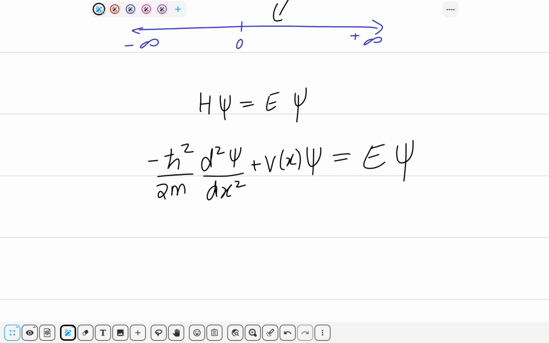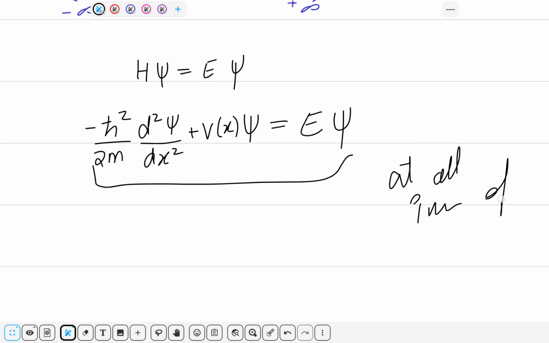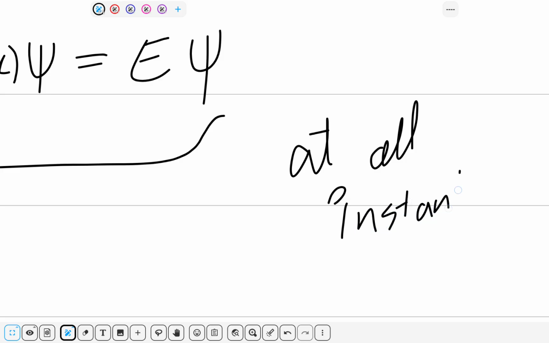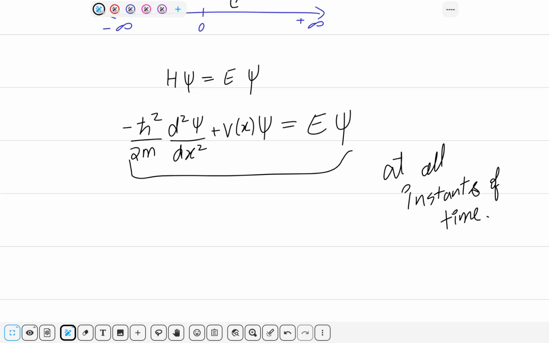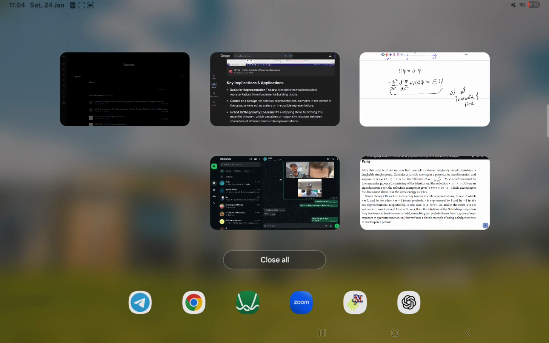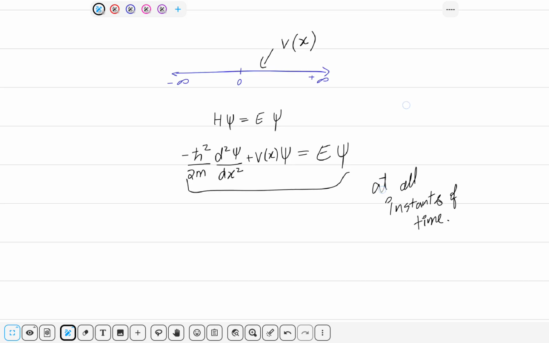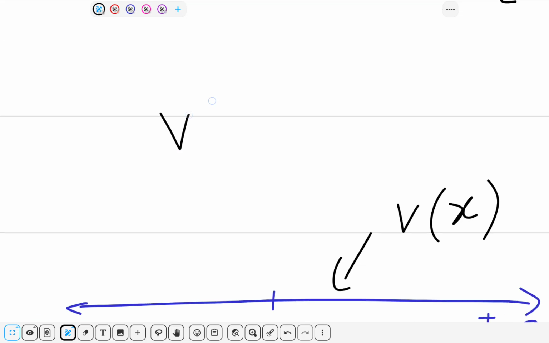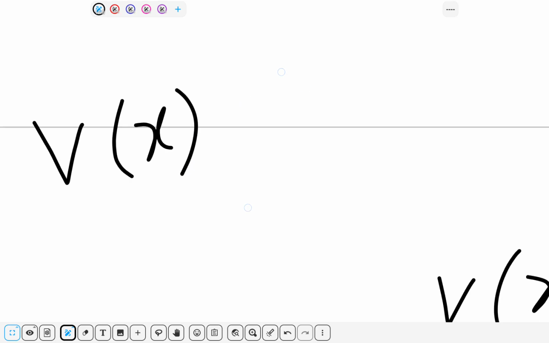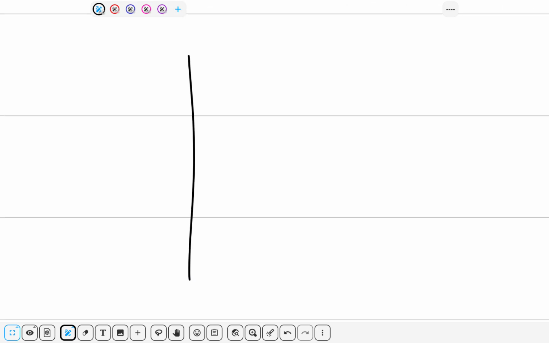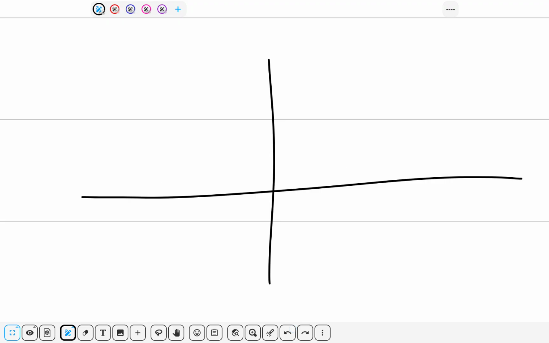And if this equation is true at all instants of time, then, okay, so I have a potential which is symmetric by reflection. Basically, the potential does not change when I reflect it. Some examples of the potential: you can have a potential like this, a Gaussian potential. I'm not able to draw this well.